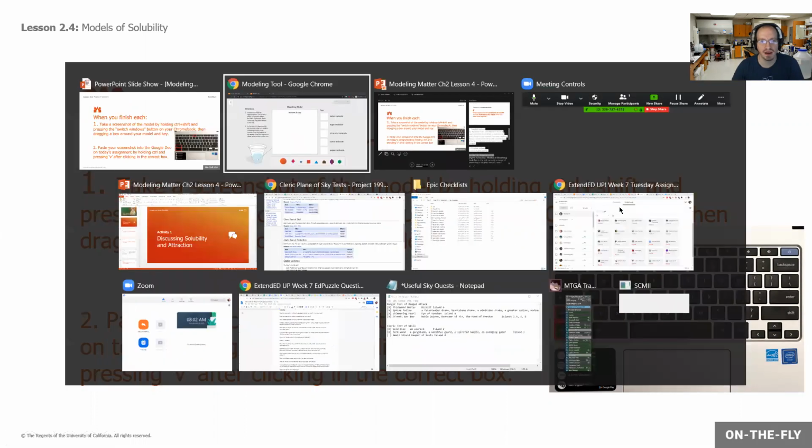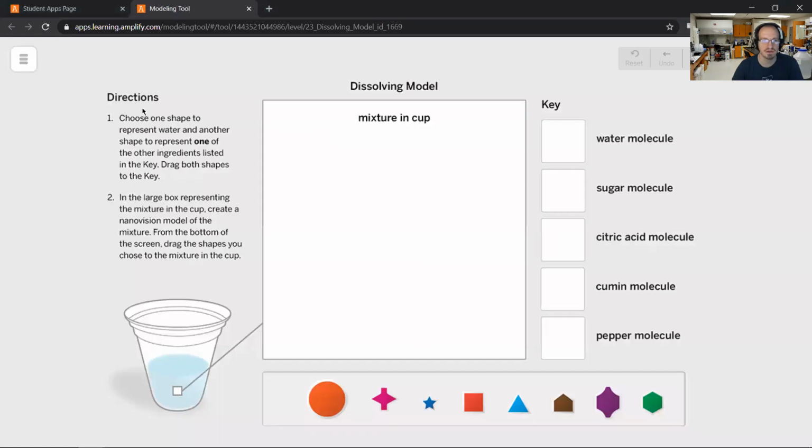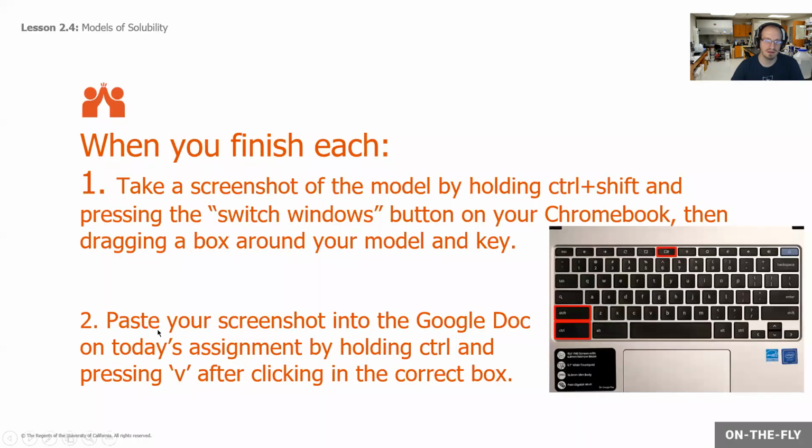and you just want to drag it over the part of the screen that includes your model here. So you just want to include basically from the top left here all the way down to here. Once you've dragged that box, it'll pop up with a little window in the bottom right that'll say it's been copied to your clipboard. And you want to go into the Google Doc that's attached to today's assignment.